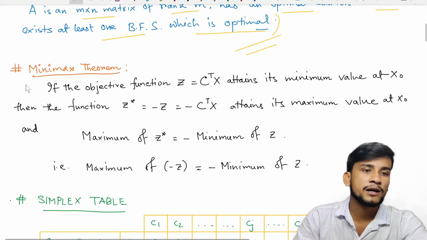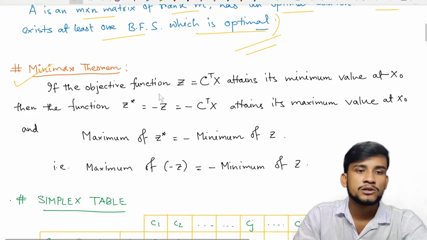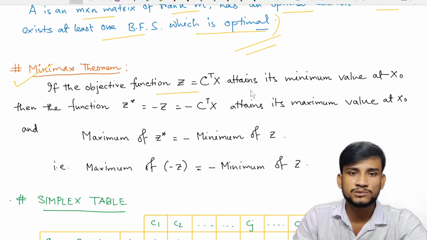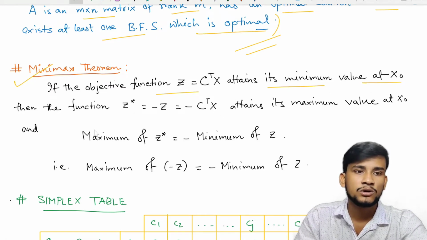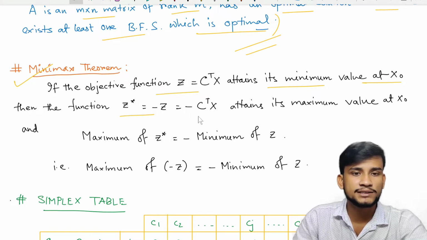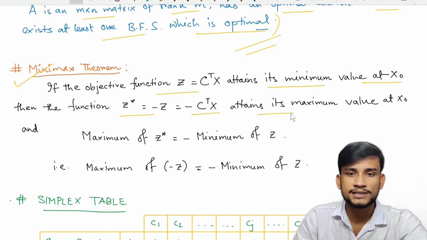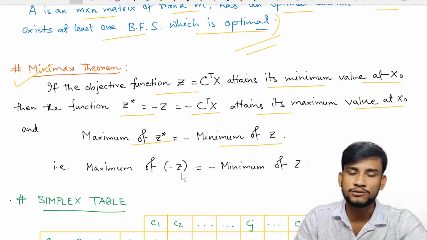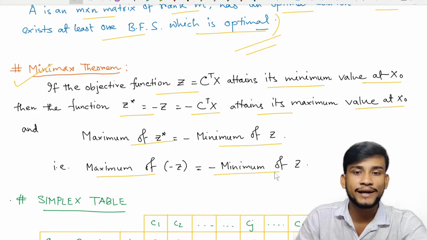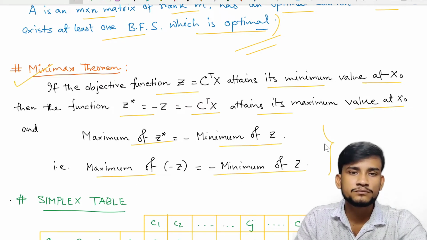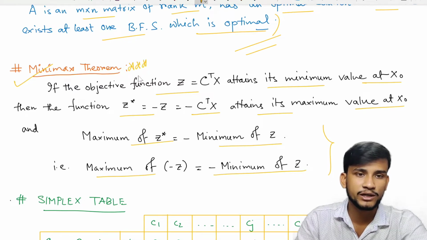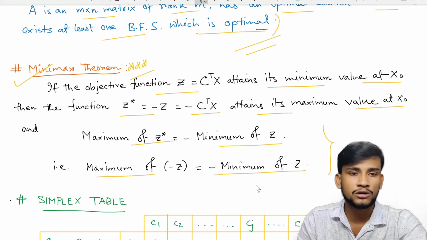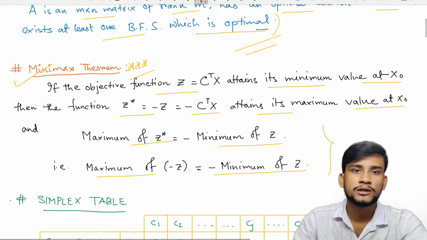Now it comes to another important theorem, which is the Minimax Theorem. If the objective function z equal to c transpose x attains its minimum value at x0, then the function z star equal to minus z, equal to minus of c transpose x, attains its maximum value at x0, and maximum of z star is equal to minimum of z. And maximum of minus z equals minus of minimum of z. This is known as the Minimax theorem. Read it very clearly and properly because this is a very important theorem in LPP. We need this theorem to solve various types of problems.